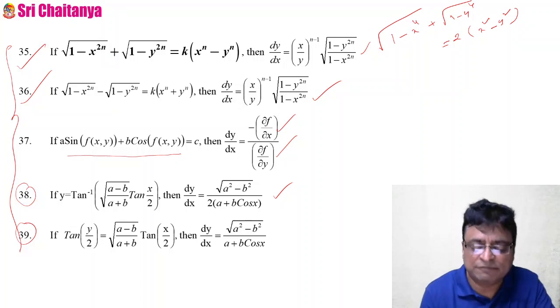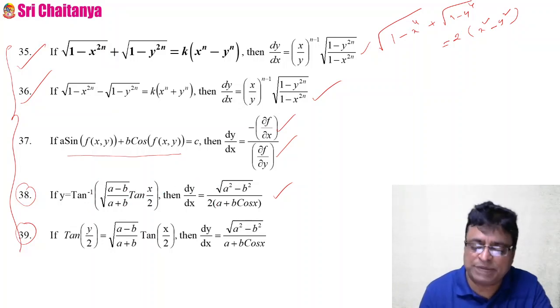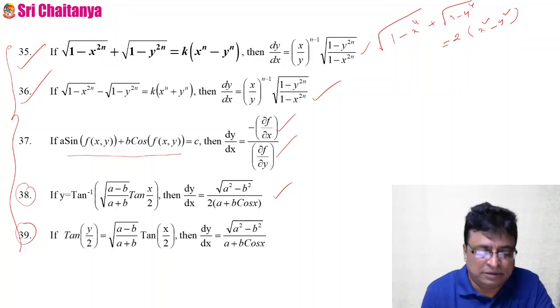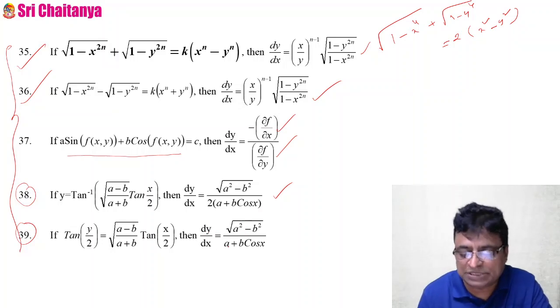Once again, if y equal to tan inverse of root of (a minus b by a plus b) tan x by 2, then dy by dx equal to root of a square minus b square by 2 into (a plus b cos x). On the same line, if tan of y by 2 equal to root of (a minus b by a plus b) into tan of x by 2, then dy by dx equal to root of a square minus b square by (a plus b cos x).